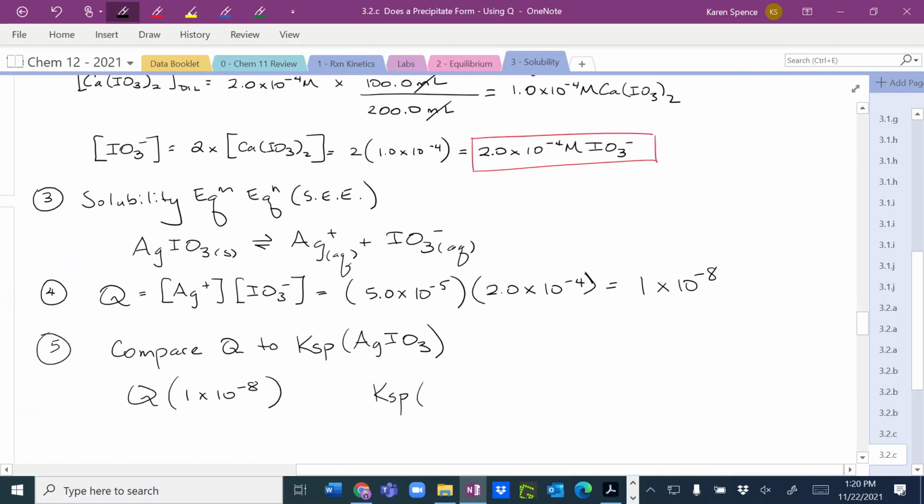So that was 3.2 times 10 to the minus 8.